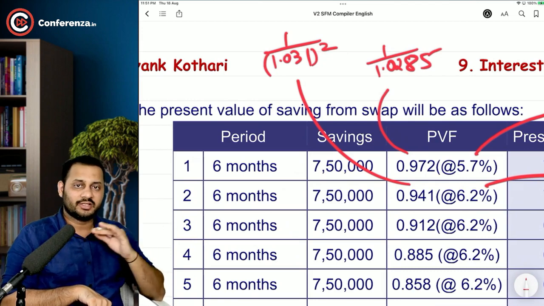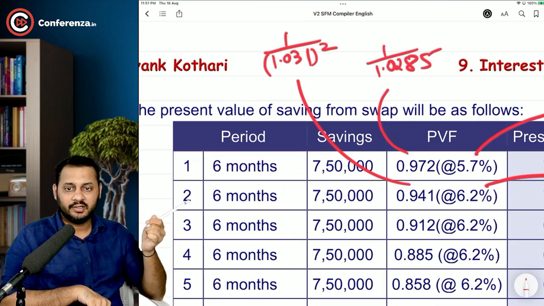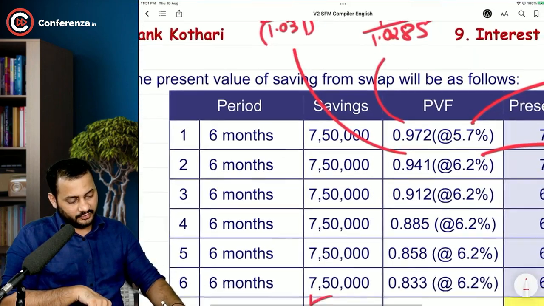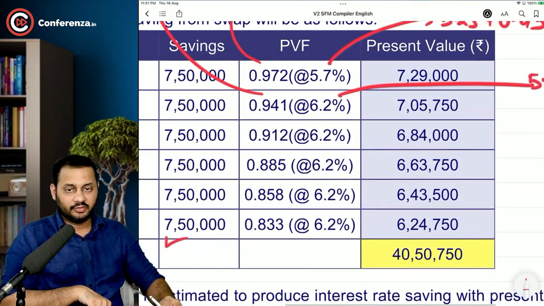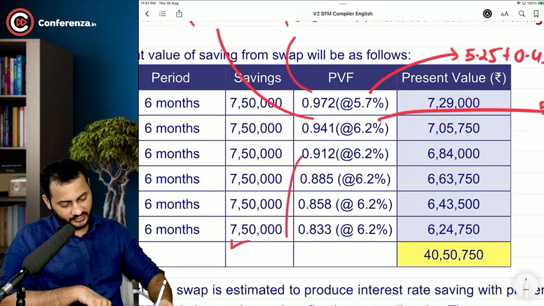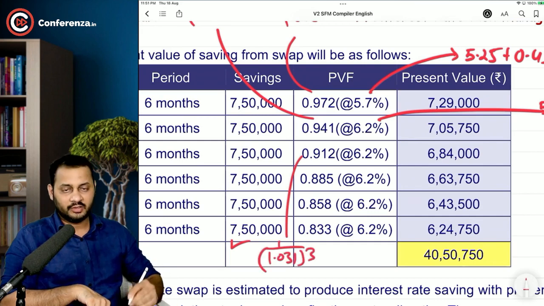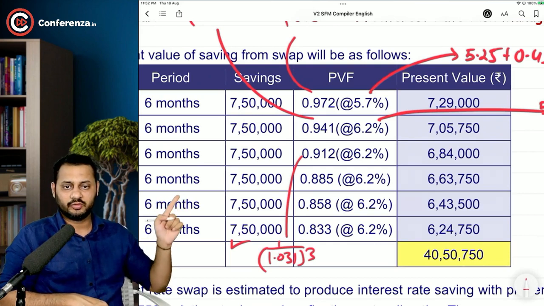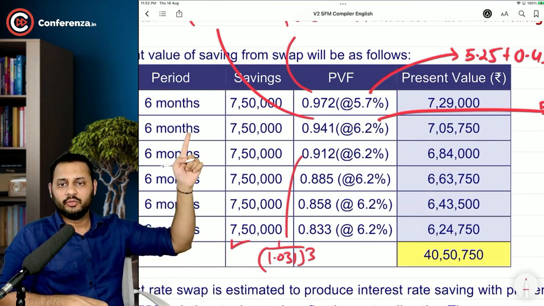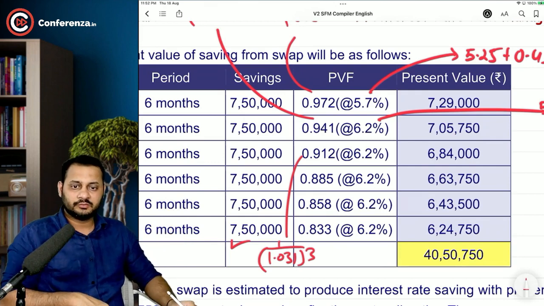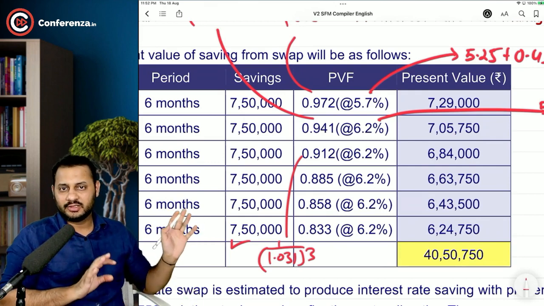However, I am not satisfied with the answer, and I will tell you why. But first of all, let me complete this calculation. 6.2. Now how to calculate this 0.912? It's very simple, sir. 1 divided by 1.031 to the power 3. Then to the power 4, 5, 6. That's it. This is how you are going to calculate the discounting factors.